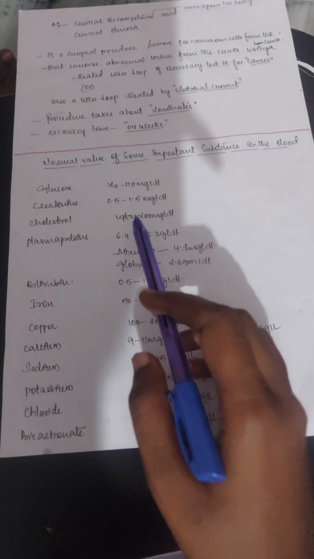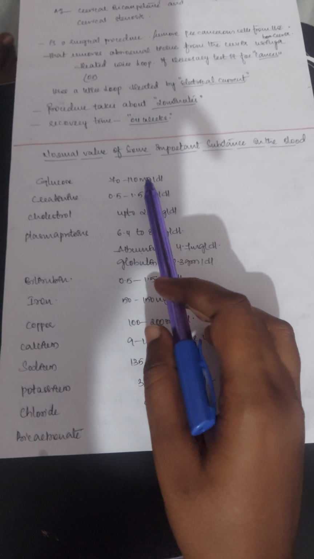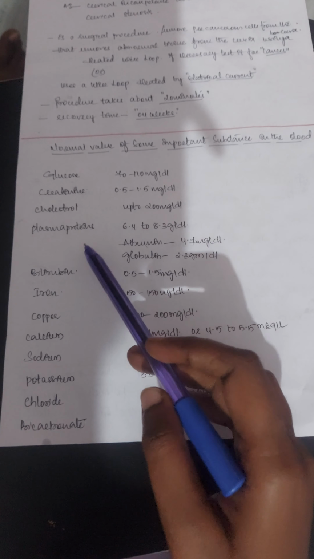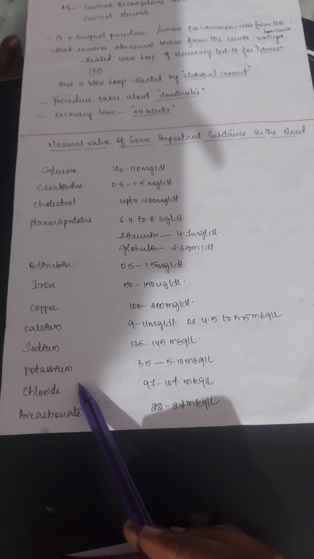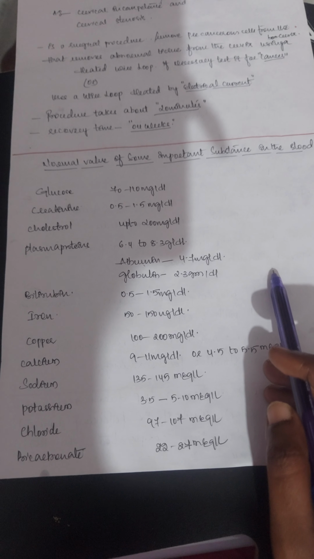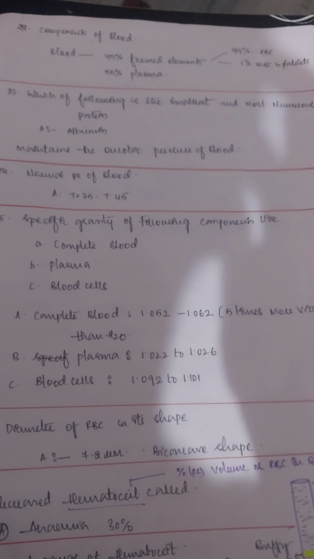Okay, the next: normal values of some important substances in the blood. Glucose, here you can see the normal values. Glucose 72 to 110 mg per deciliter. Creatinine, cholesterol, plasma proteins, bilirubin, iron, copper, calcium, sodium, potassium, chlorine and bicarbonate. Once you look here, you can see what the normal values are for these particular substances. Thank you.